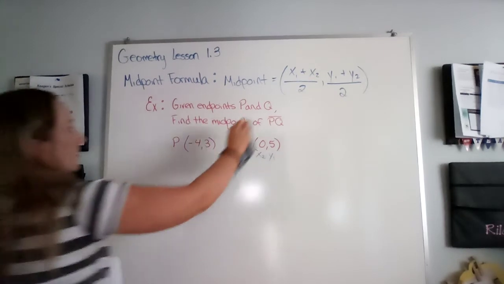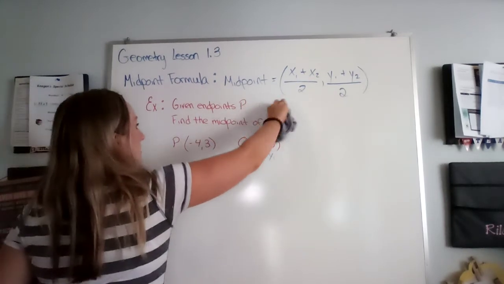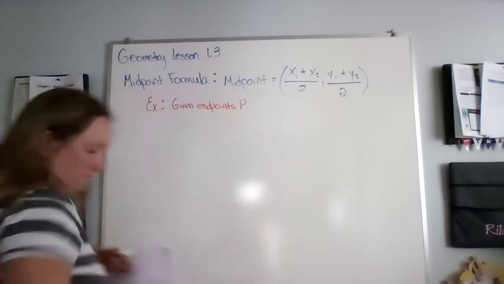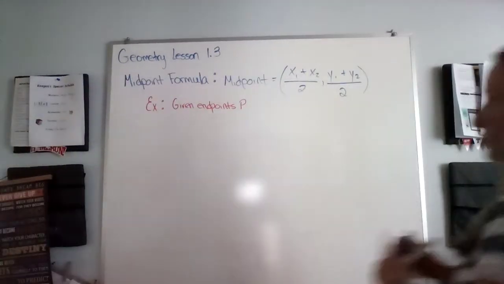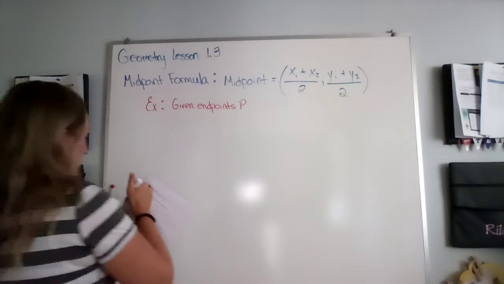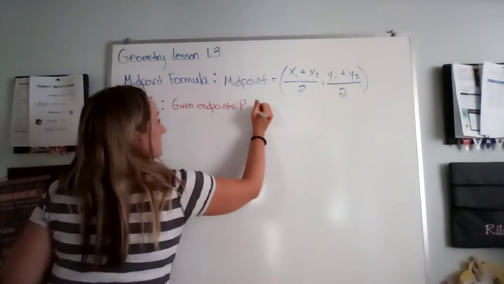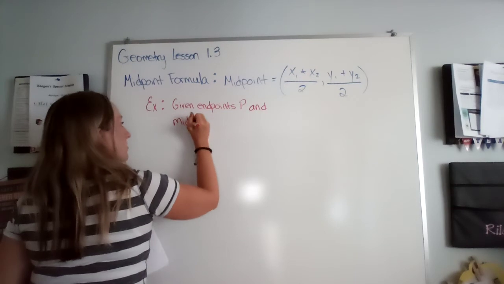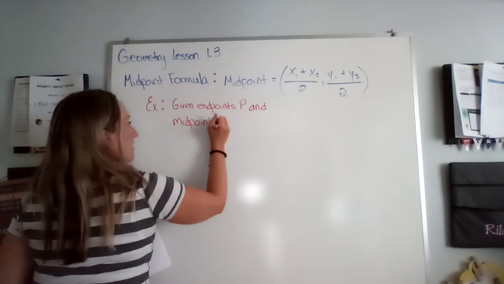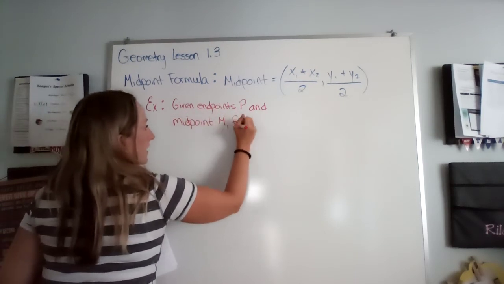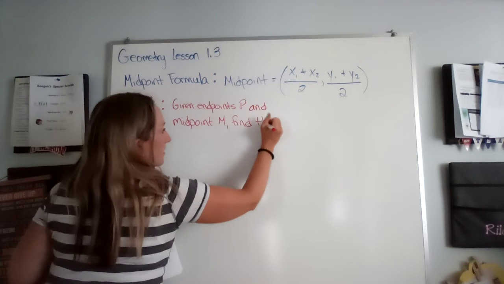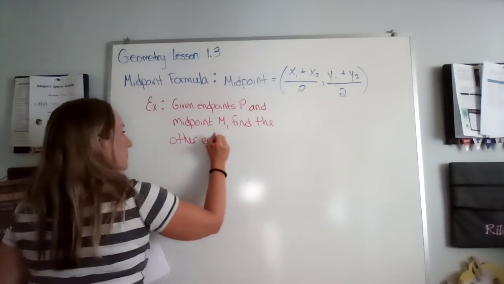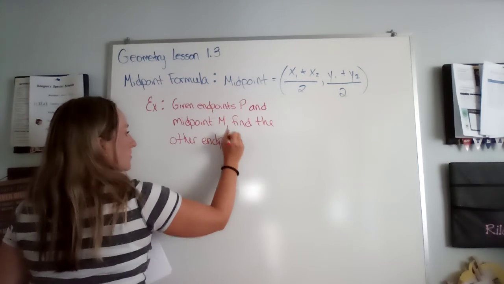All right, so given endpoint P and midpoint M, find the other endpoint Q.